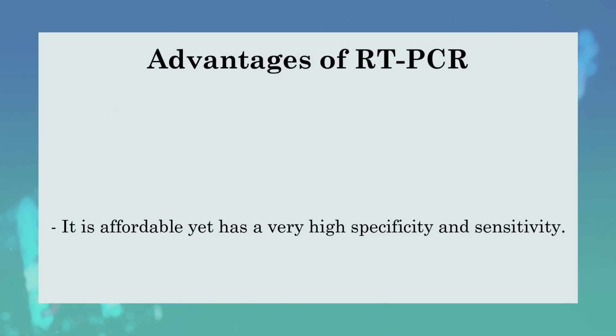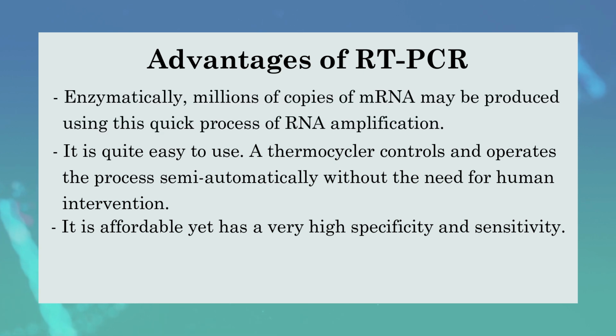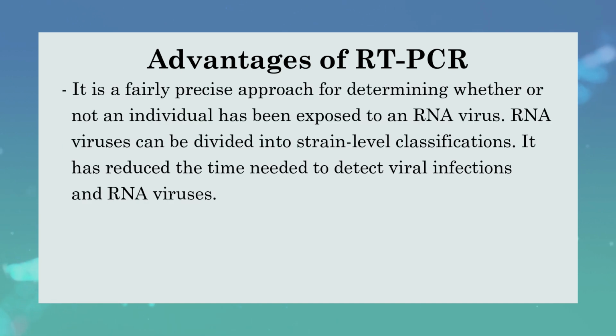Enzymatically, millions of copies of messenger RNA may be produced using this quick process of RNA amplification. It is quite easy to use. A thermocycler controls and operates the process semi-automatically without the need for human intervention. It is affordable yet has a very high specificity and sensitivity. It is a fairly precise approach for determining whether or not an individual has been exposed to an RNA virus. RNA viruses can be divided into strain-level classifications. It has reduced the time needed to detect viral infections and RNA viruses.